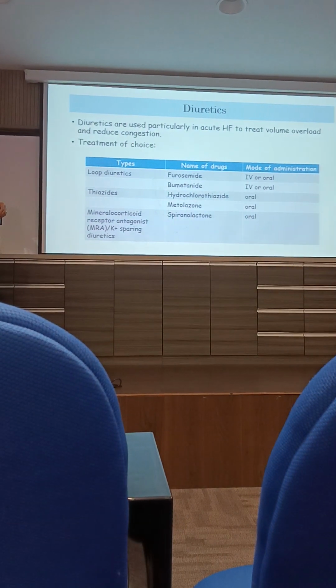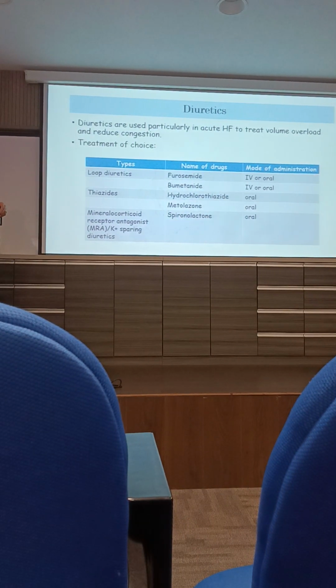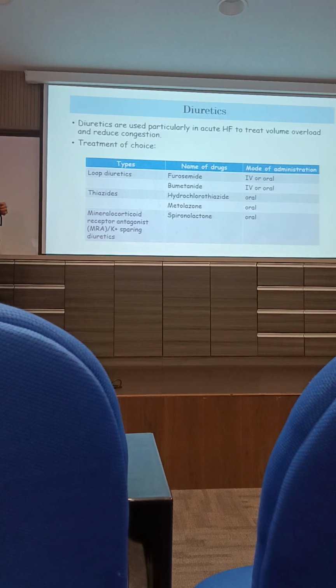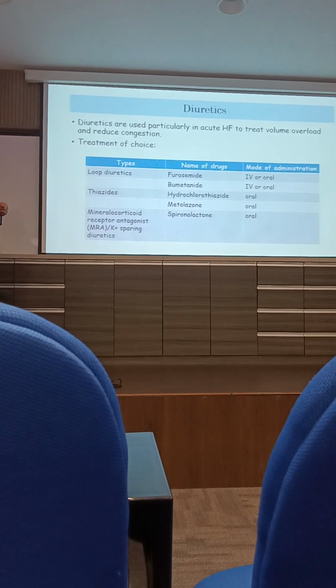Okay, the first one, which is to reduce the symptoms of acute heart failure, is the diuretics. Okay, so you have learned about diuretics before. Diuretics are used in acute heart failure to treat volume overload and reduce congestion. So you just imagine patient with heart failure, there's fluid filling up the lung. Okay, so you need to remove the fluid from the body, otherwise patient cannot breathe. So you have a few choices of diuretics that you can use. Namely, loop diuretics consists of furosemide and bumetanide.